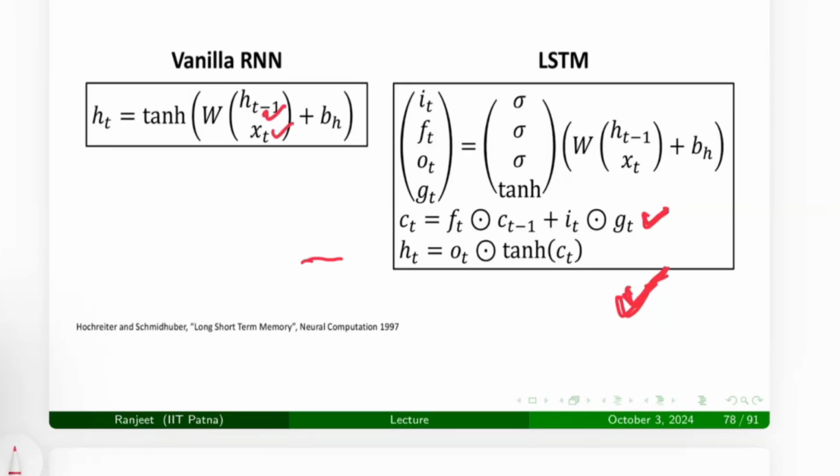past state and the current input. Now, in the case of LSTM, instead of one state, we have two states at every point. So one is your cell state and one is your hidden state, that is HT.